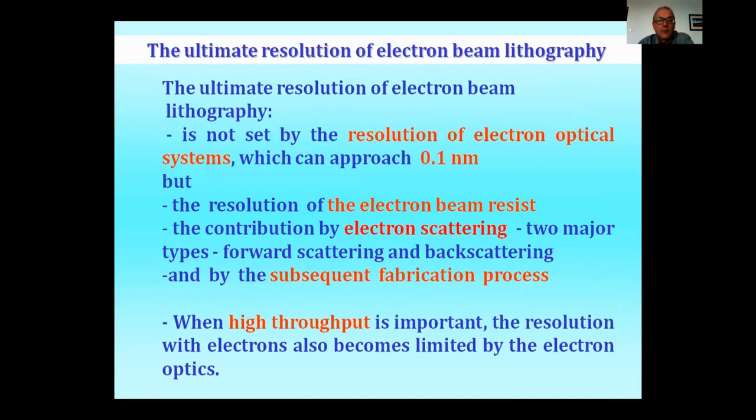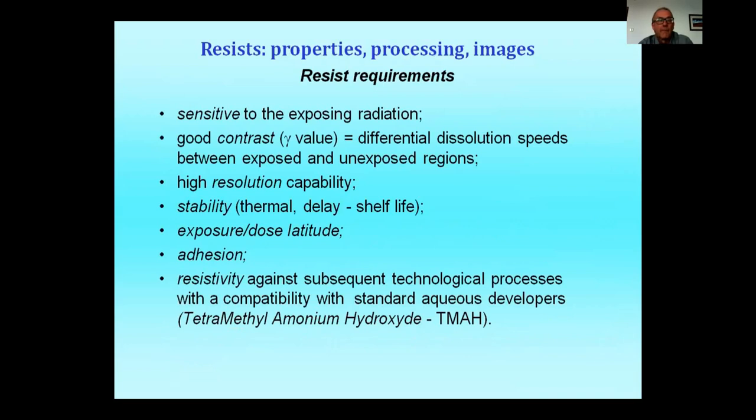And the ultimate resolution of electron beam lithography is not set by the resolution of the electron optical system, which can approach less than 1 nanometer, but by the resolution of the electron beam resist, the size of molecules, for example, and the contribution of electron scattering, mainly by backscattered electrons. But when high throughput is important, of course the resolution with electrons also becomes limited by the electron optics. So resist materials are in the current situation the main limiting factor, because electron beam machines are developed to a very exciting level.